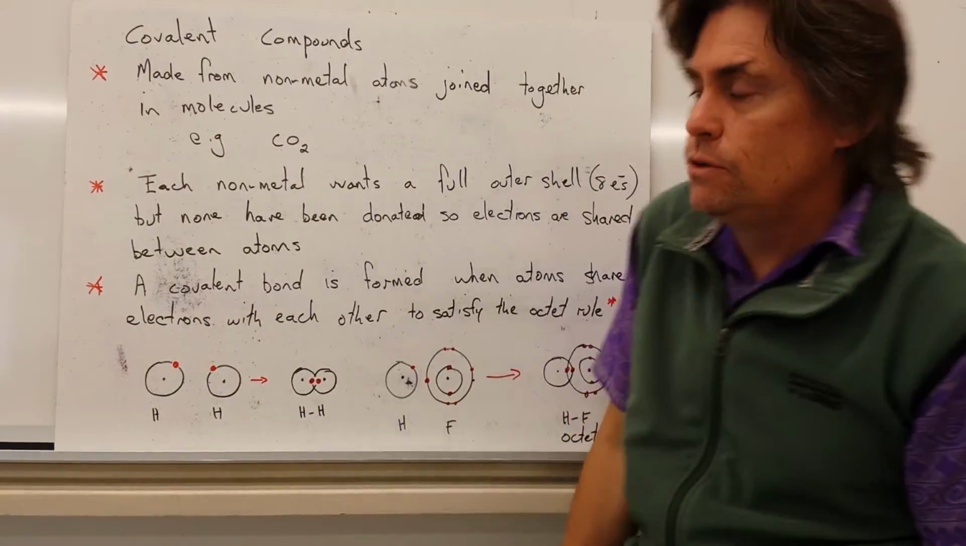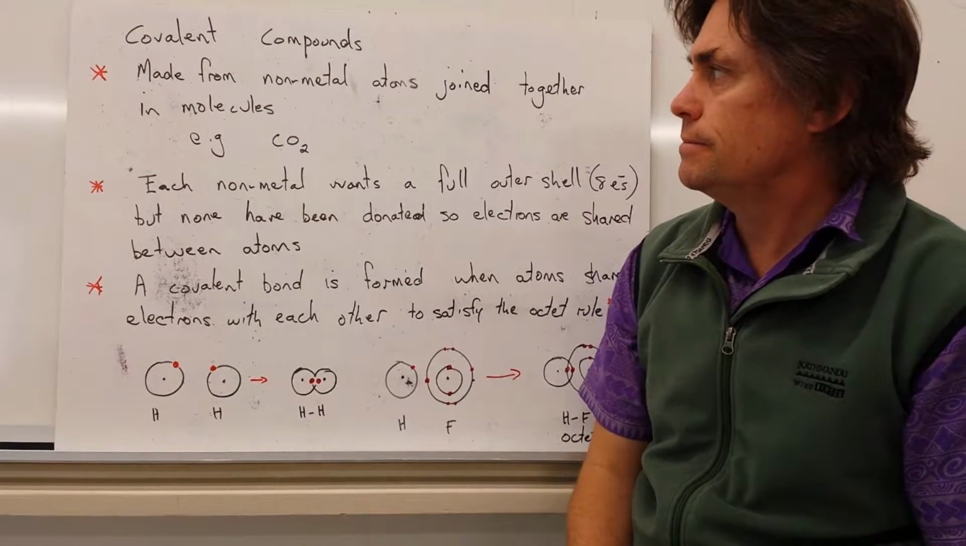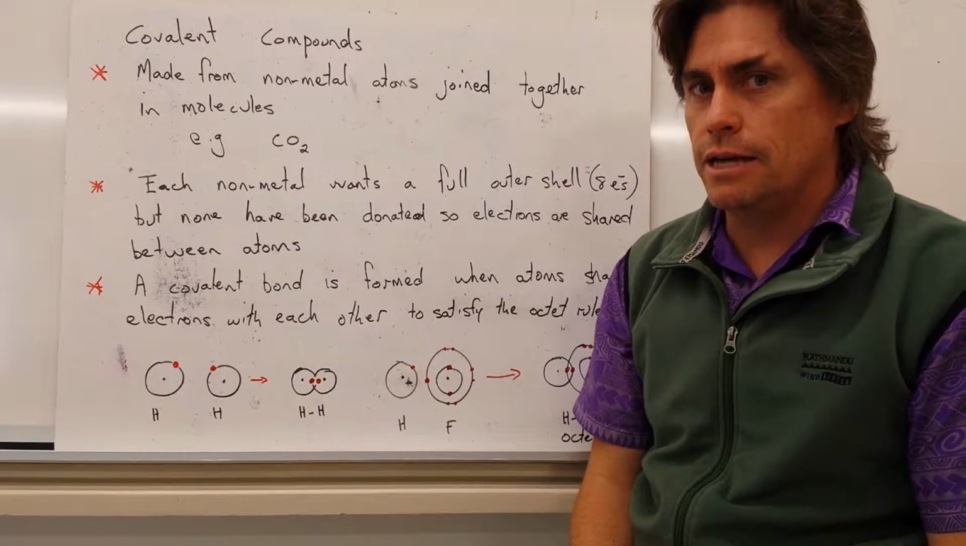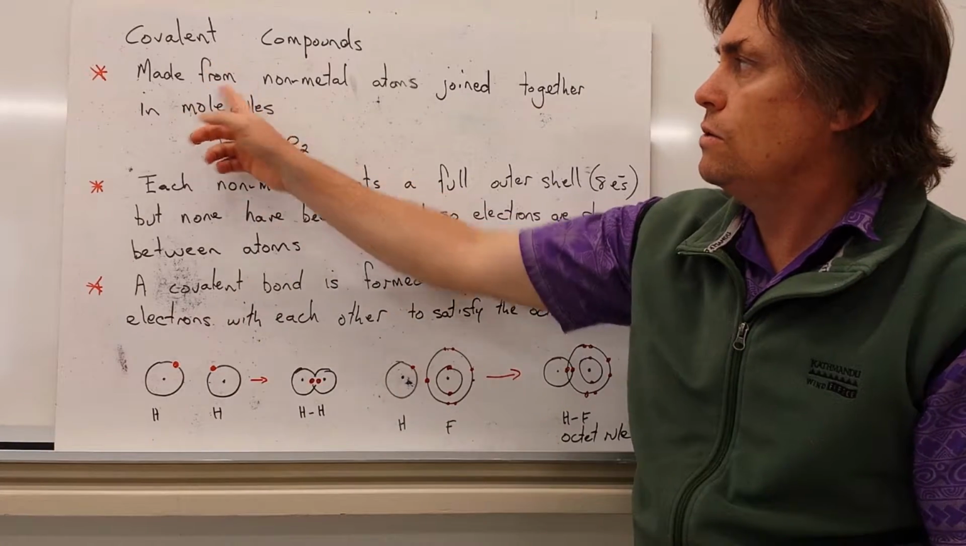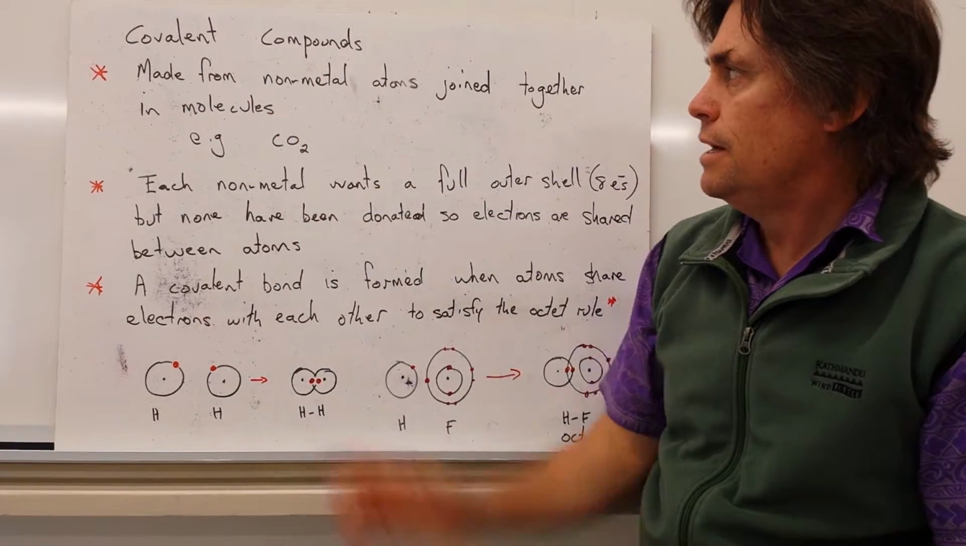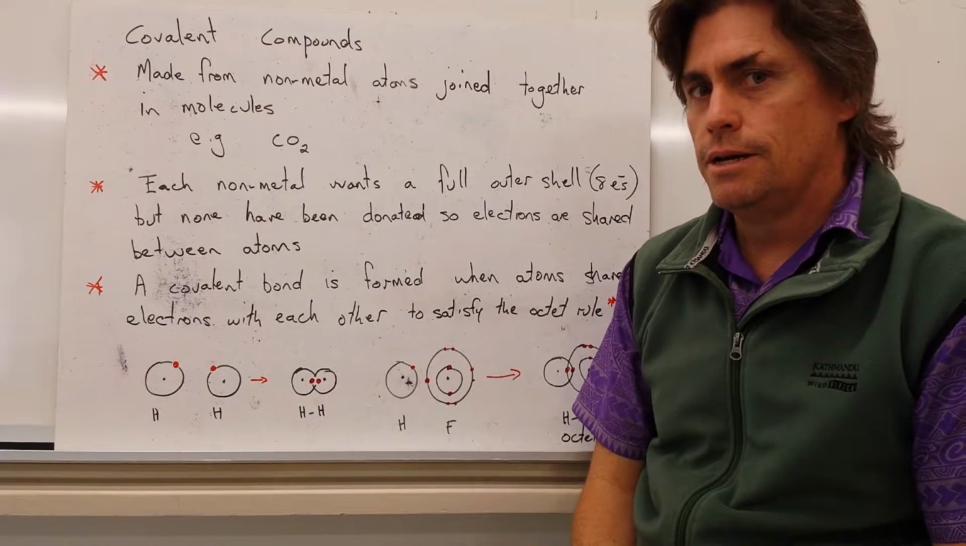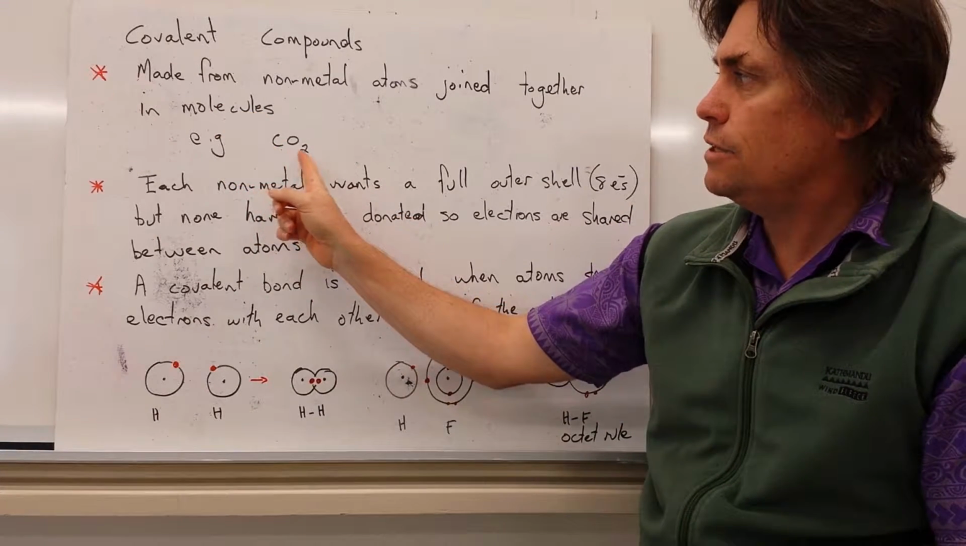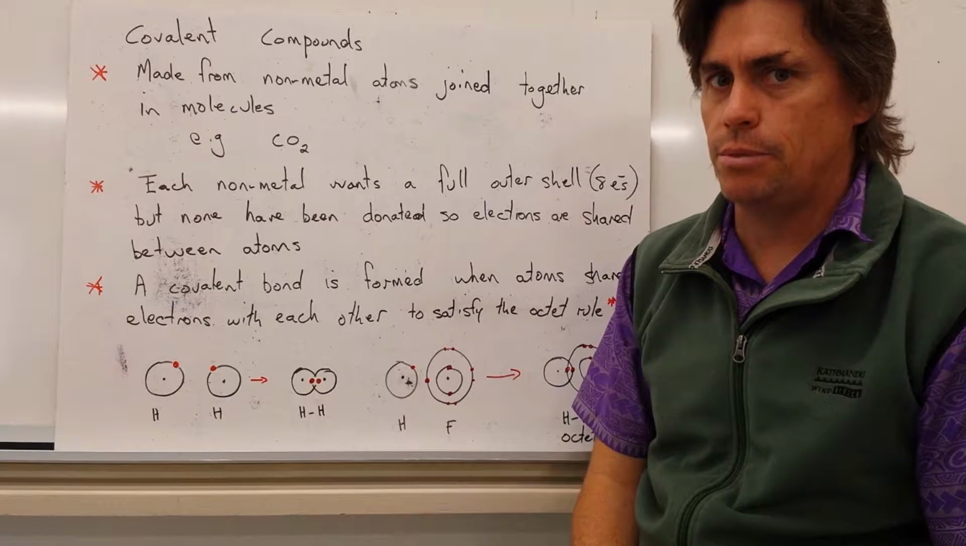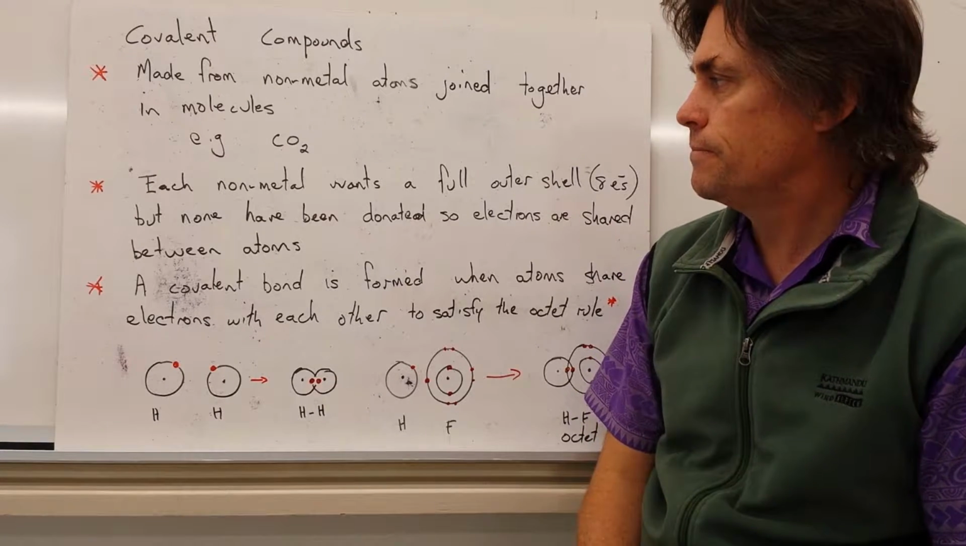Okay, let's have a look at covalent compounds. Covalent compounds, unlike ionic compounds, only contain nonmetals, and the nonmetals join together to form molecules. So carbon dioxide, containing nonmetals only, is an example of a covalent compound.